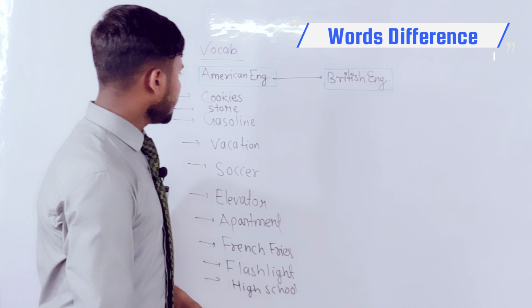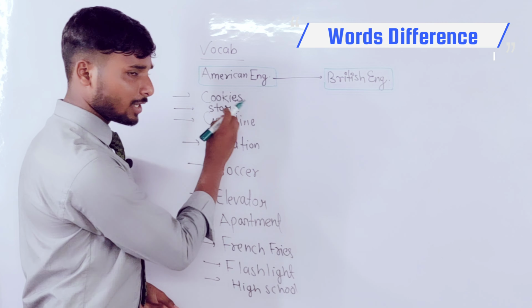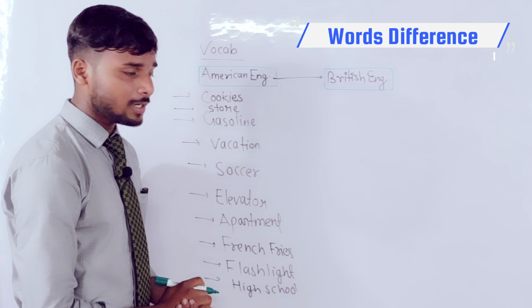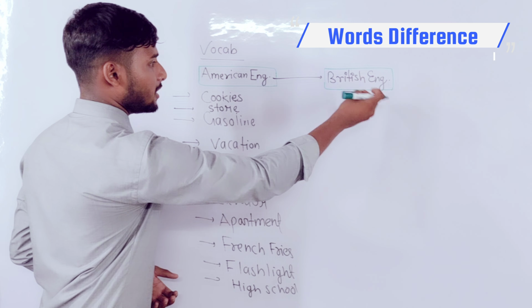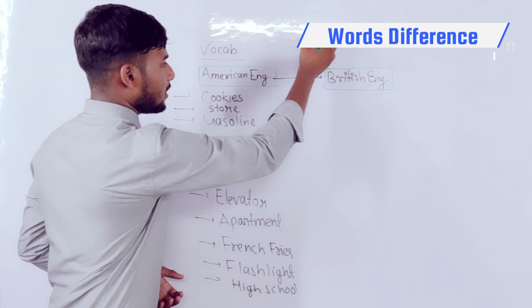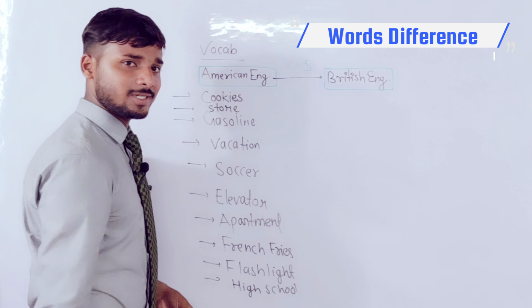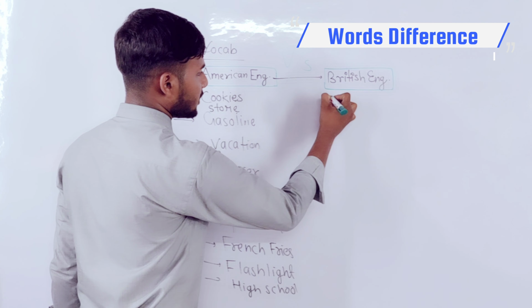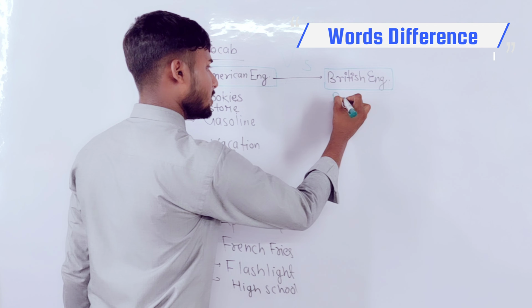Different dialects means different words. Let me show you here. You can see this beautiful list of American English, right? These words belong to the American English dialect, and we gotta convert them into British English. So we will understand American English versus British English. Let's understand this. In American English, we call them cookies, but in British English, we gotta say biscuits.